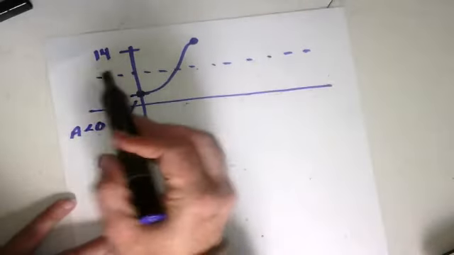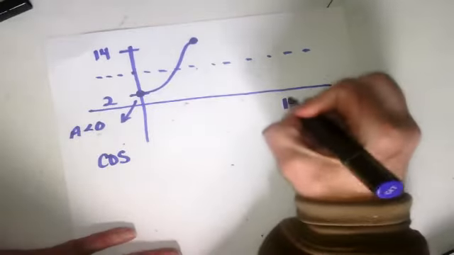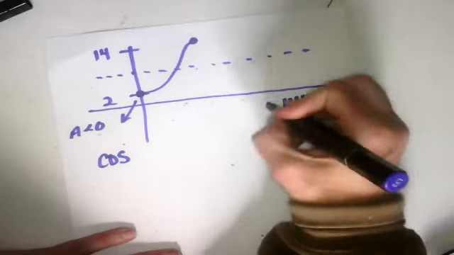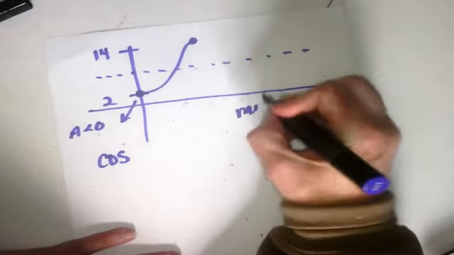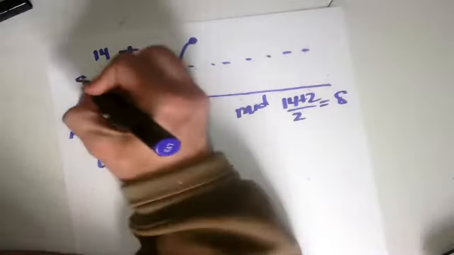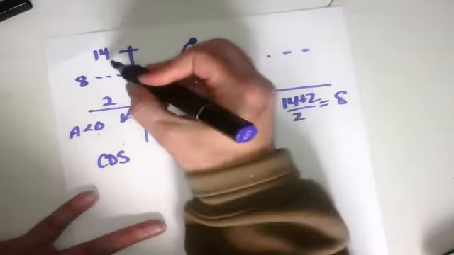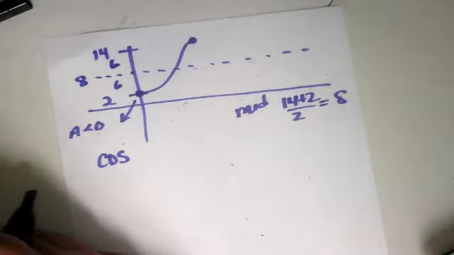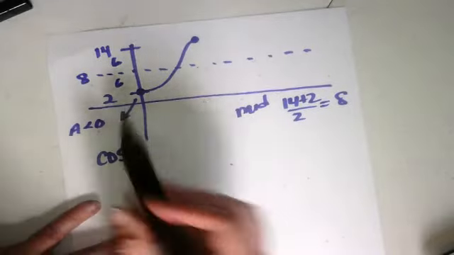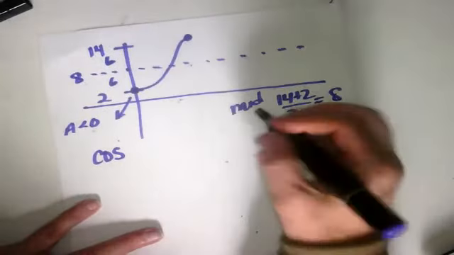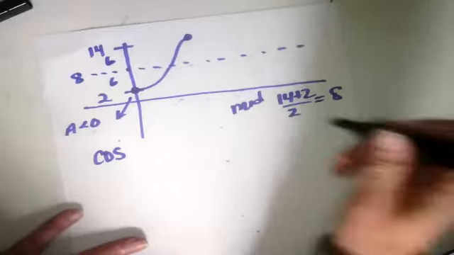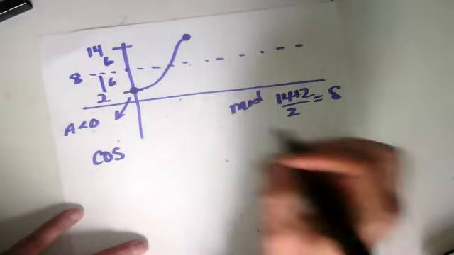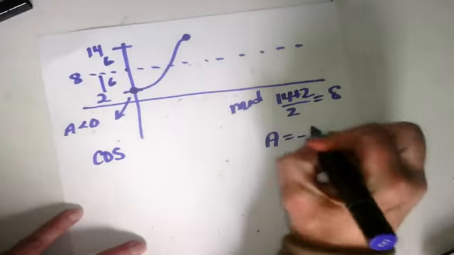So I'm going to find the midline. In between 14 and 2, add them up and divide by 2. So that's my midline, and that's 8. And then you could check that. It's 6 and 6, because it has to be the same. Alrighty. So now, because I know that it's starting at the minimum, really then my A value is minus 6. So I know that my A is minus 6.